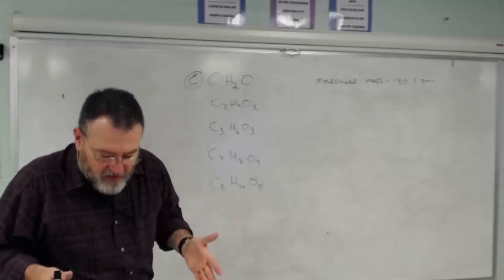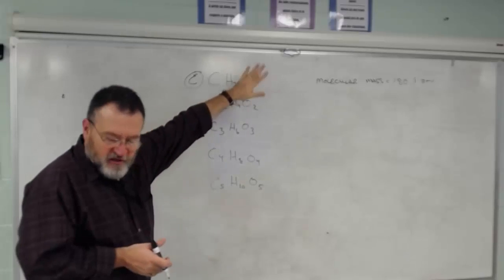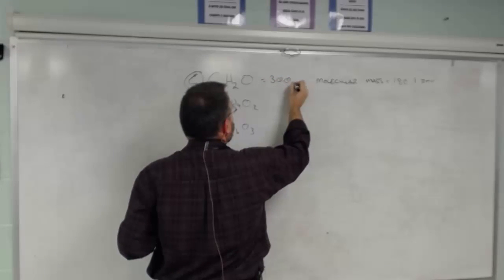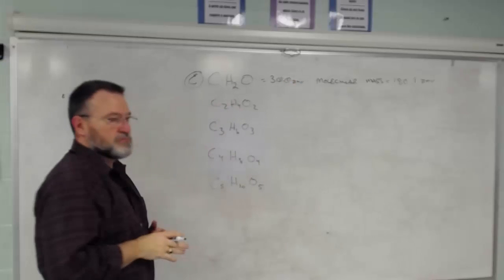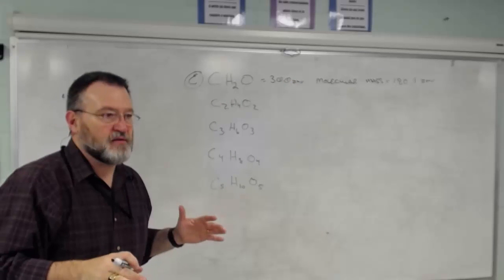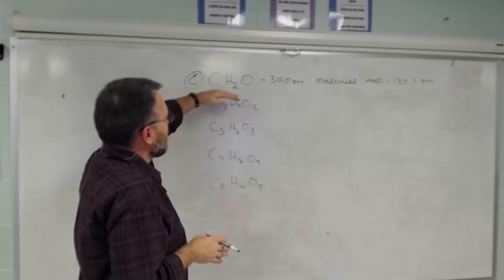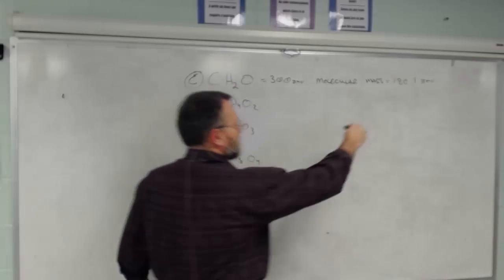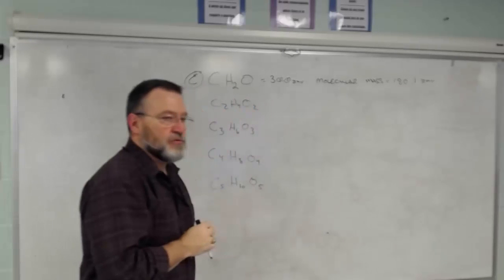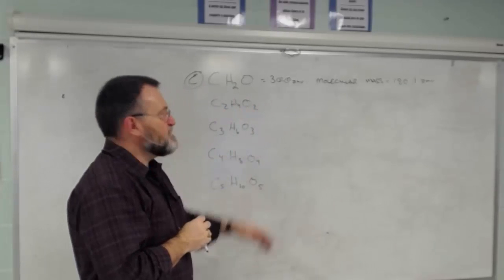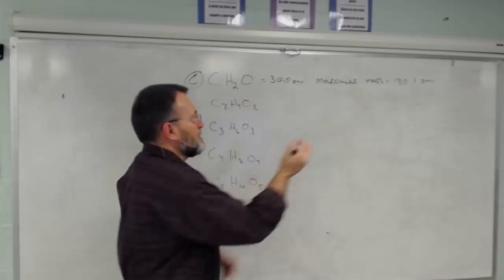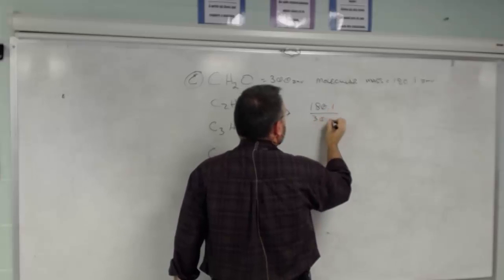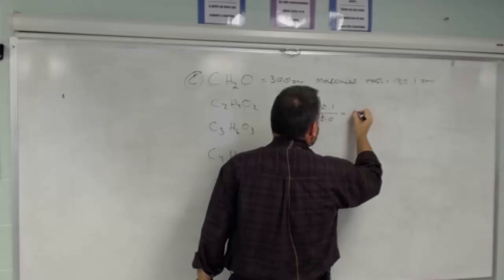Well, you can see in the book, they worked it out for us. If you do one carbon, two hydrogens, and an oxygen, you're going to come up with 30.0 AMU. Wait a minute. If this molecule has a mass of 30 AMU and the molecule we're looking for has a mass of 180.1 AMU, what must be the multiple? Well, let's take 180.1 divided by 30, and we get approximately 6.